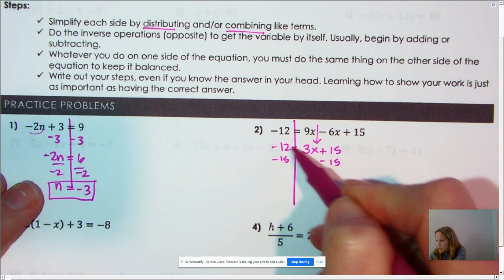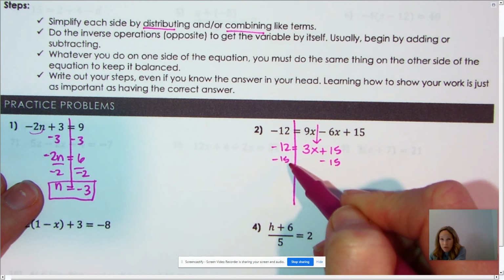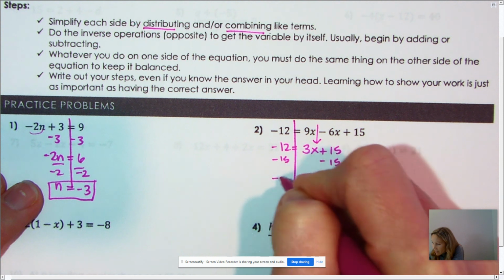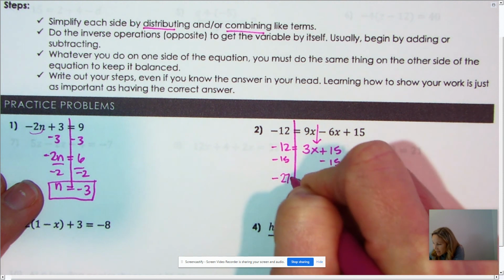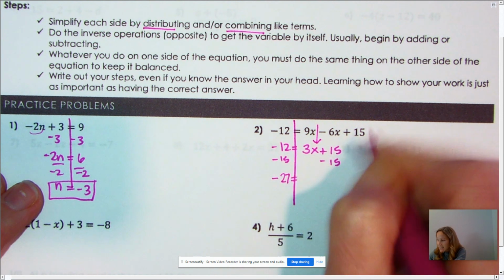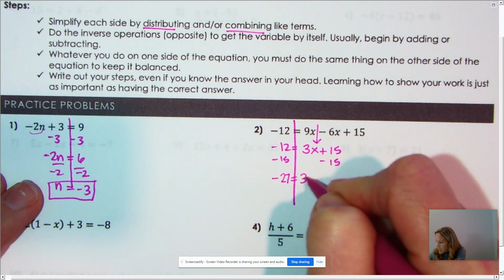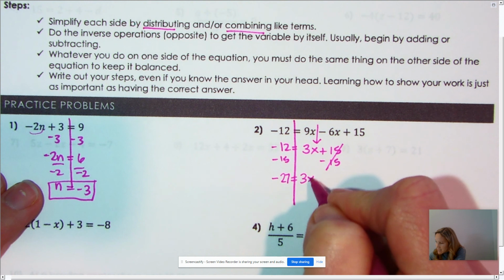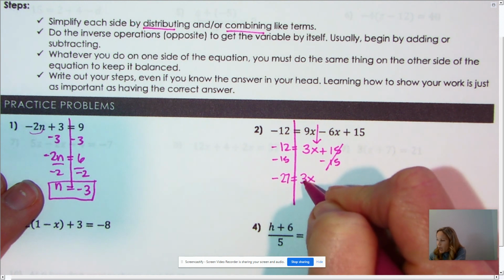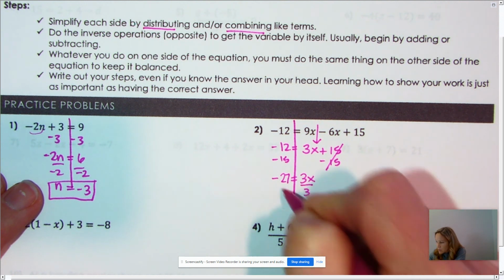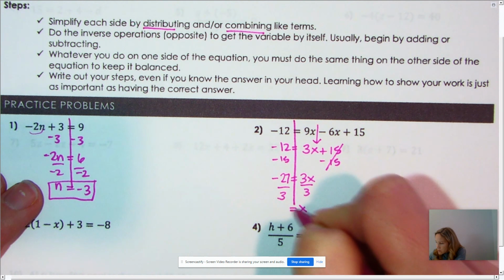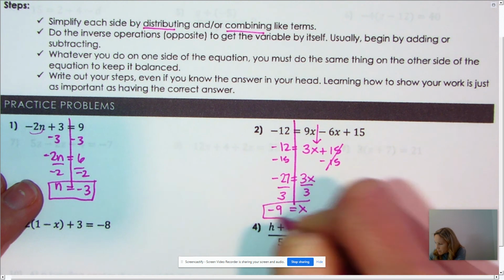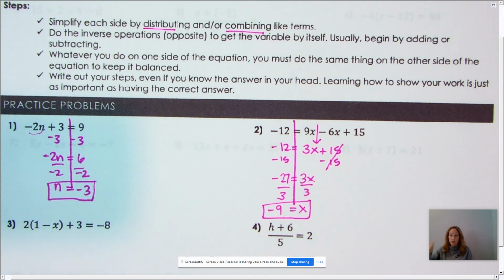If the negative team scored 12 and then the negative team scored 15 more, altogether, the negative team would have 27 points. Positive team doesn't have any. Then we have equals 3x, and the 15s cancel. And then my very, very last step to get x by itself is to do the opposite of the times by 3. So I do a divide by 3 on both sides. So I get x is equal to -9. It's important that you work keeping everything lined up.